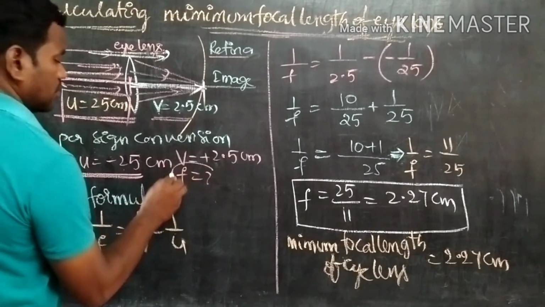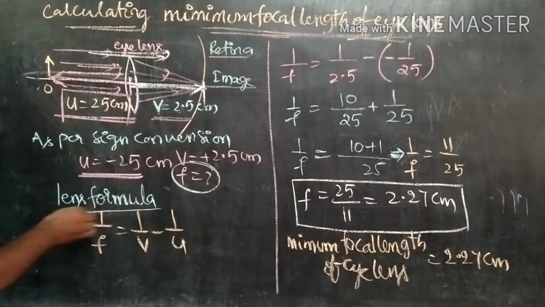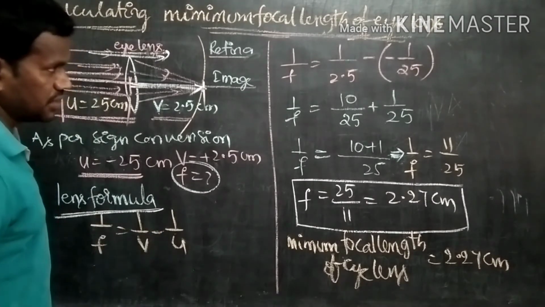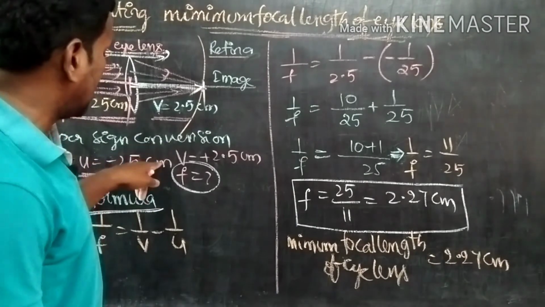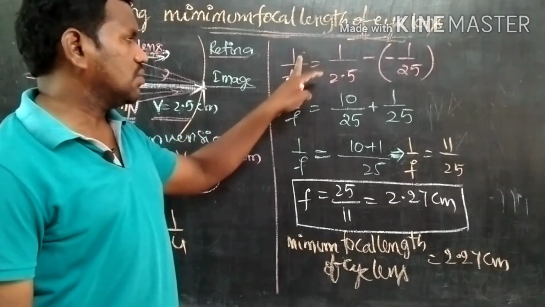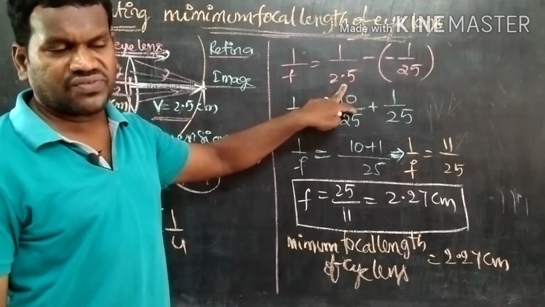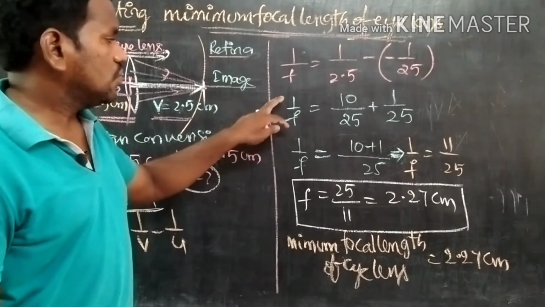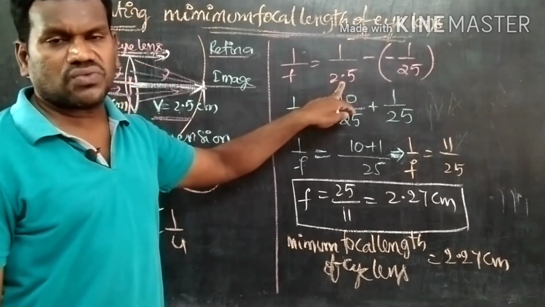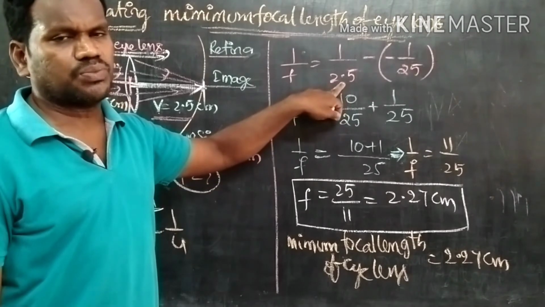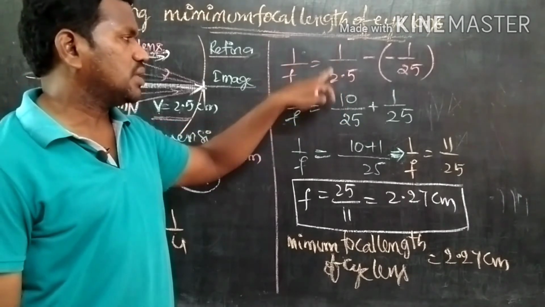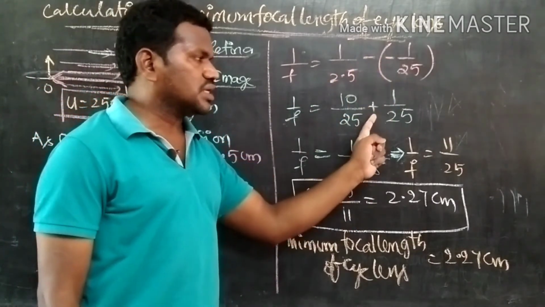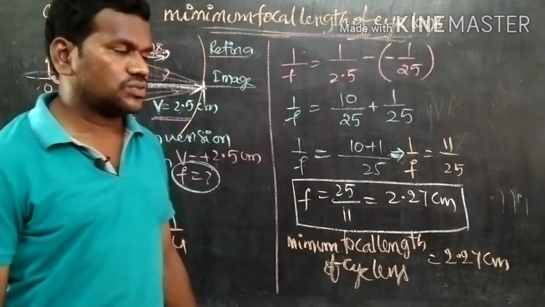Now in this case we should find out the value of f. We know that the lens formula is 1 by f is equal to 1 by v minus 1 by u. Let us substitute these values in this formula. Now we get 1 by f is equal to 1 by 2.5 minus of minus 1 by 25. Next step, 1 by f is equal to, in the denominator a decimal digit is there. To remove the decimal we can multiply by 10 by 10, so in the numerator it becomes 10, and 2.5 into 10 becomes 25. Minus into minus becomes a plus, and 1 by 25.